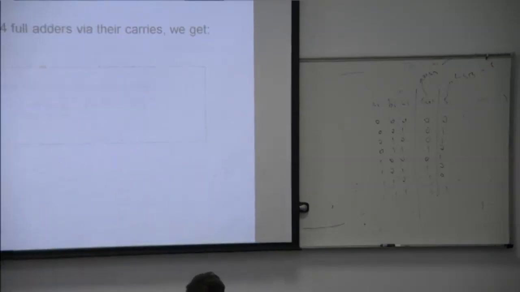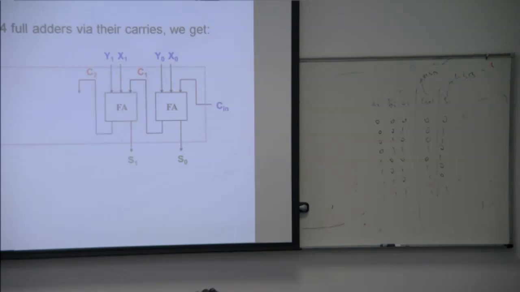Okay, so now we have the 4-bit adder. Now how do we cascade the 4-bit adder? Is C in in the first stage or second stage? First. What are the inputs? X0, Y0. What are the outputs? C1 and S0. So this C1 is actually Ci plus 1, where I is 0. For the next stage, I is equal to 1, and that's the reason we have C2. C2 is actually Ci plus 1.